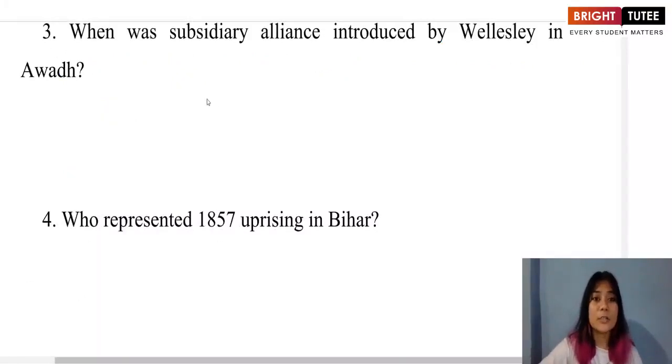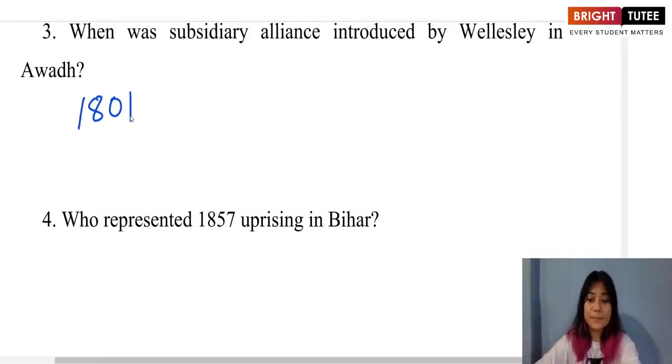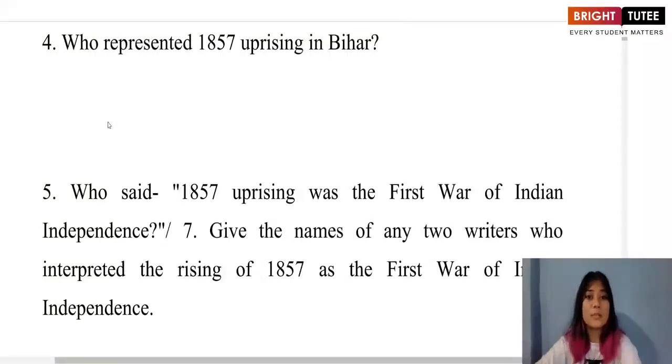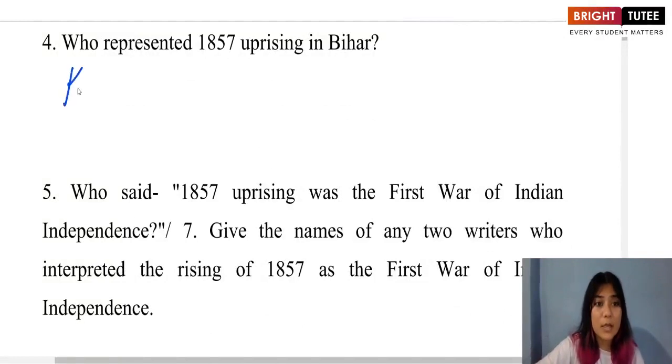The next question, when was subsidiary alliance introduced by Wellesley in Awadh? It was in the year 1801. The next question, who represented 1857 uprising in Bihar? It was Kunwar Singh.